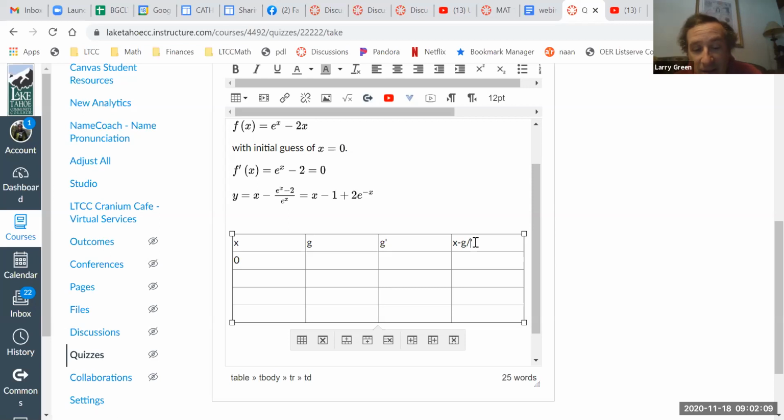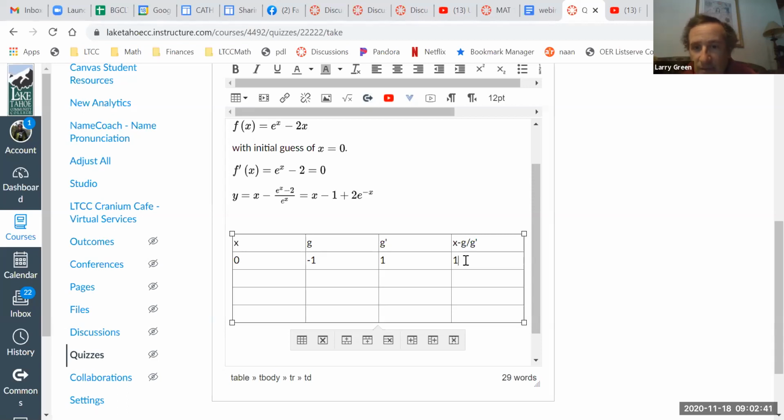Never want to use the same letters for 2 different things. That's just standard in math. Okay, and then g, that means we're plugging it in to e to the x minus 2, plug in 0. Hopefully you don't need a calculator for that. That's negative 1. G prime, that was e to the x, and plug in 0, you get 1. And then we're supposed to take 0 minus negative 1 over 1, which is 1.